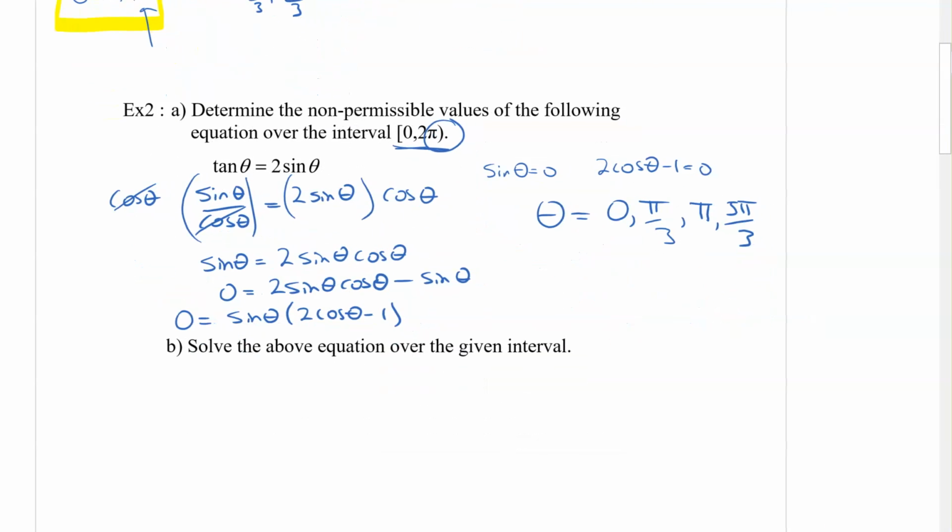Oh, you know what? I didn't even read the question properly. Part A was determine the non-permissible values, and then part B is to solve it. Okay, so I did part B here, so I will solve A here.